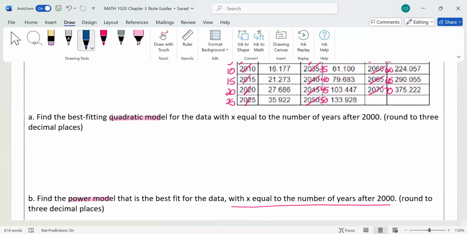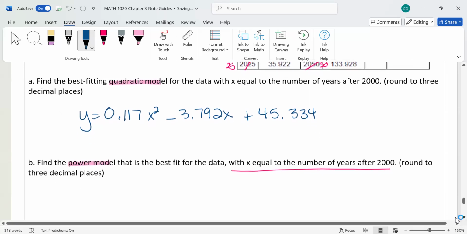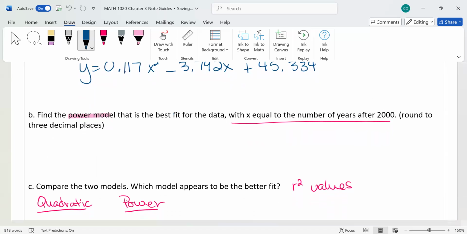All right, so for a quadratic model, it starts with x squared. So ax squared plus bx plus c. And then our power model, we have a times x raised to the 1.342.